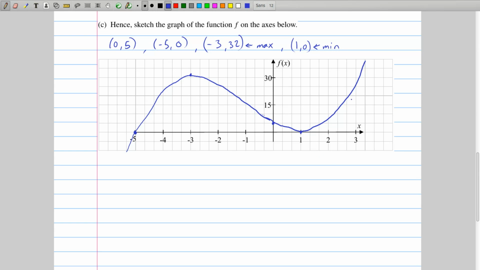So this is approximately what the graph looks like. Based on the 4 points that we have, we know it'll have a shape similar to this, if it's not exactly that. So that is all of question 5 done.